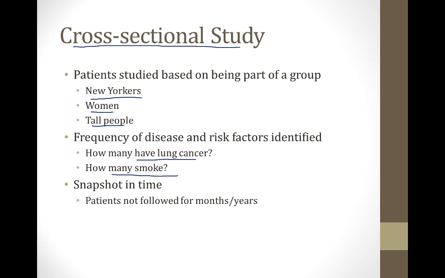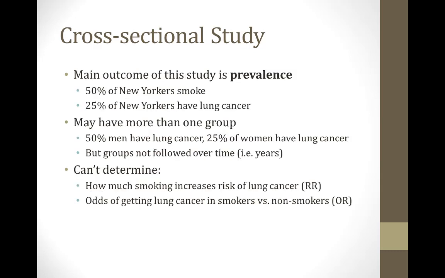And a very important and high yield thing to know about cross-sectional studies is that they are just a snapshot in time. So we are not going to identify New Yorkers and follow them for 10 years. That would be a different type of study. In a cross-sectional study, we're just looking at the New Yorkers as they are right now and saying how many of them smoke, for example, or how many of them have cancer, for example. The main outcome of a cross-sectional study is prevalence of disease, prevalence of exposure, prevalence of risk factors. We're just trying to determine how much of it is out there right now.